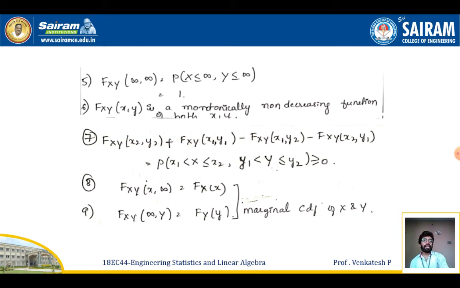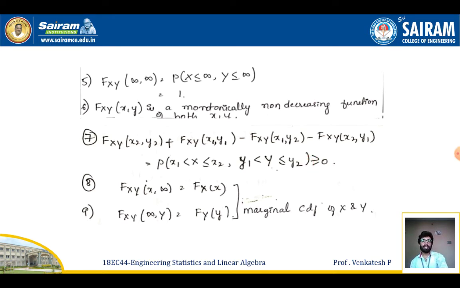The property number 7: capital F of x2 comma y2 plus capital F of x1 comma y1 minus capital F of x1 comma y2 minus capital F of x2 comma y1 will be equal to P of x1 less than X less than or equal to x2, y1 less than Y less than or equal to y2. So this value will always be greater than or equal to 0. So this value will always be positive, not negative.